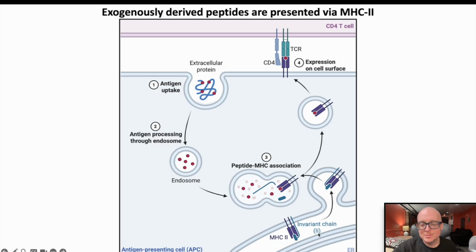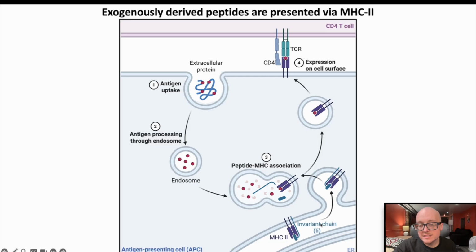And there is an abbreviation for invariant chain, which is a little bit confusing. It's capital I, lowercase i. And in a font like this, that's a little bit ambiguous looking, but that is indeed what the abbreviation is. But the invariant chain both stabilizes the MHC class II molecule and also prevents premature peptide loading. It blocks the peptide binding cleft.